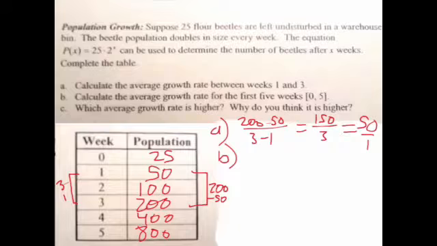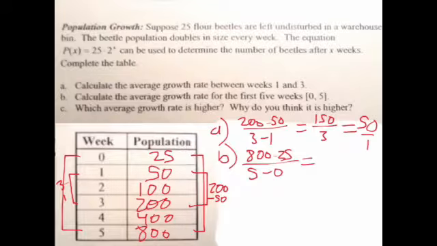And for B, we need to get the average growth rate between 0 and 5. So just like the one we just did, we have to take our ending amount, subtract the starting amount, and divide by the difference in the weeks. So you're looking at 775 divided by 5, which gives you 155. And so there we go. There's the difference between the average growth rates between those.